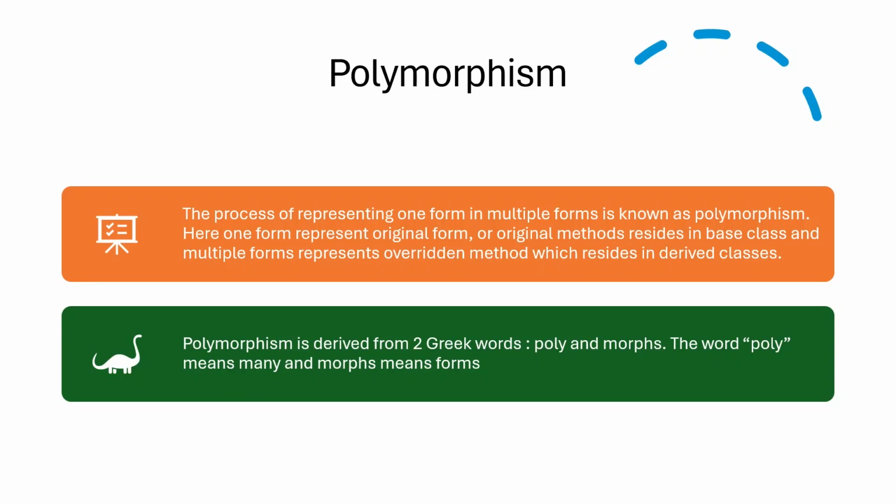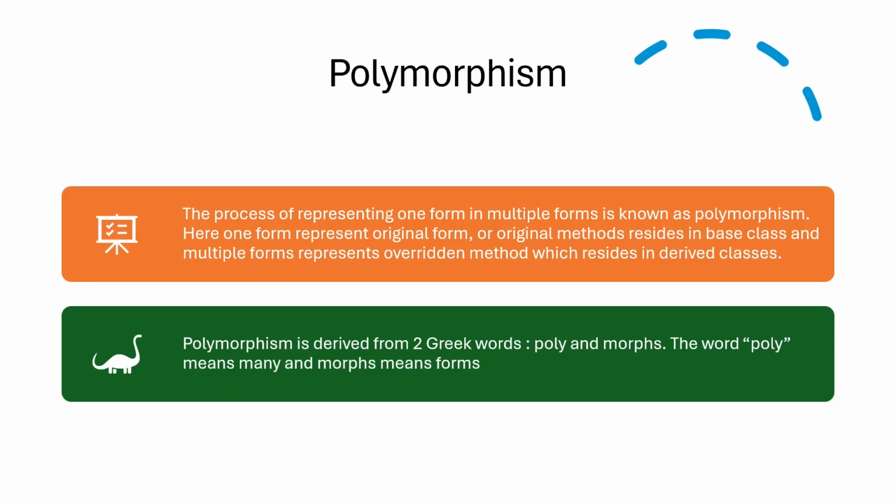That is, poly means many, and morphs means many forms. So what they are telling is we have the same original form, but the representation is in a different manner. Same original form in the same base classes, but the derived classes will have different overridden methods. So representing one form with multiple forms is known as polymorphism.